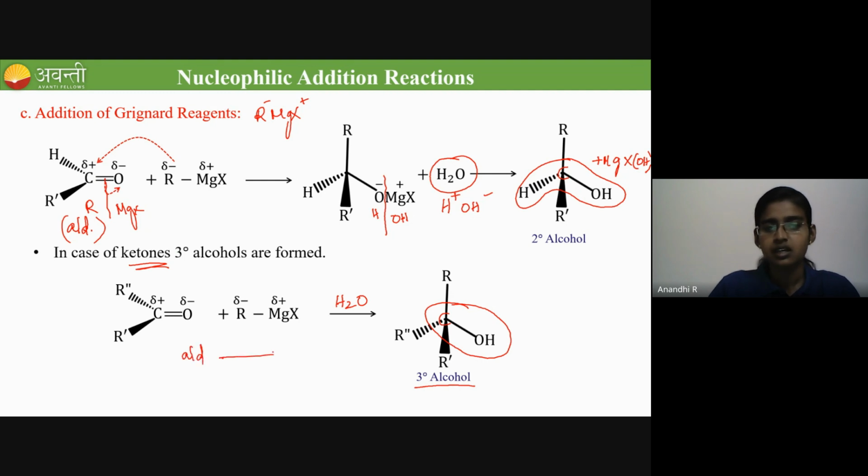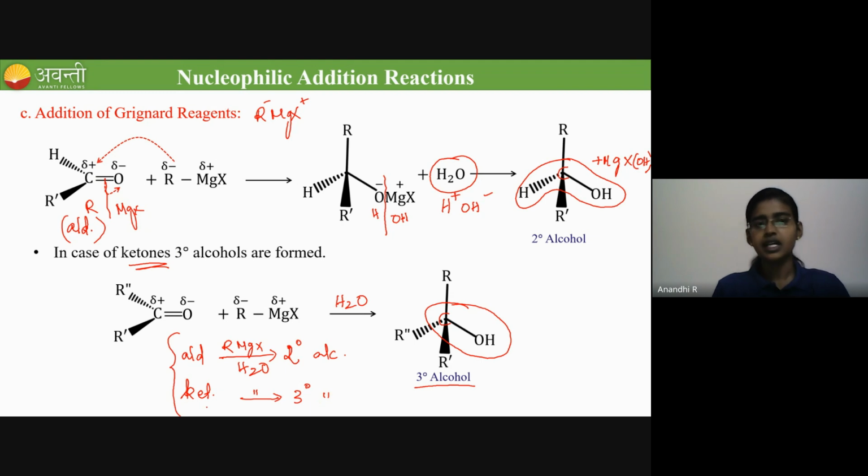So what is the concept we are learning from this? Aldehyde with RMgX and H2O forms primary alcohol. Formaldehyde gives primary, other aldehydes give secondary alcohol. And ketone with the same reagent forms tertiary alcohol. So this is the concept you are learning from the addition of Grignard reagent. Whatever the reactant they give you, just follow this and you will get the answer. Okay? Is this clear?